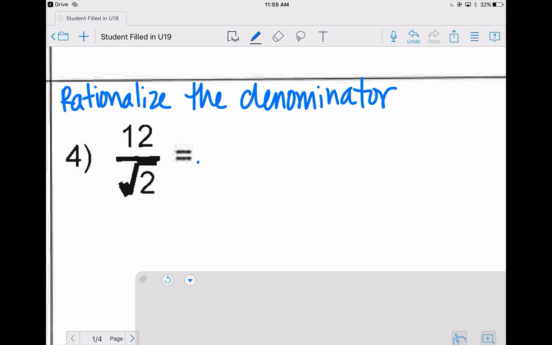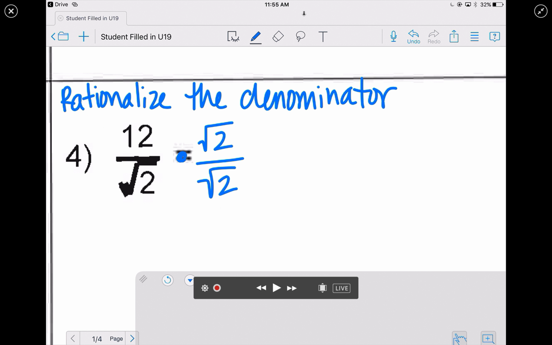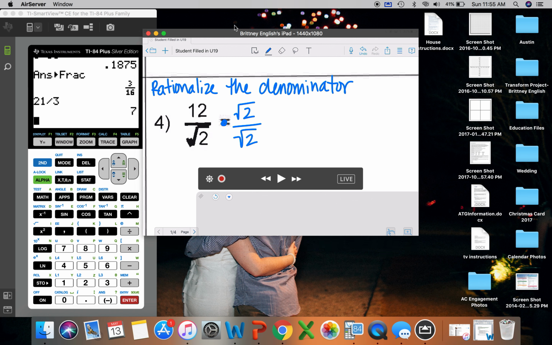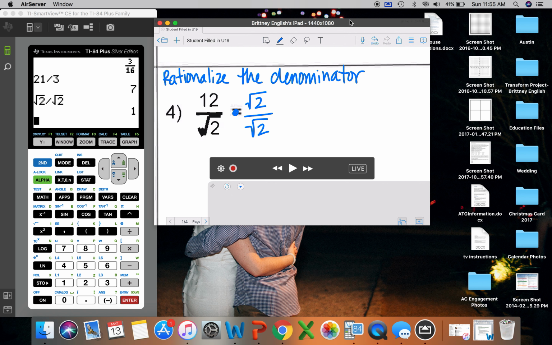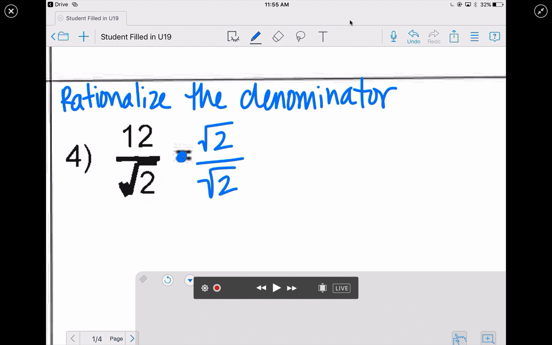Now, the way we rationalize is we multiply by whatever's on the bottom. So the square root of 2 is on the bottom. We multiply by the square root of 2 over the square root of 2. Now, we learned a long time ago that anything divided by itself is 1, but I'll show you just to make sure you remember. So the square root of 2 divided by the square root of 2 is 1. So we're not doing anything to change the value of the problem. We're just changing the way the problem looks.